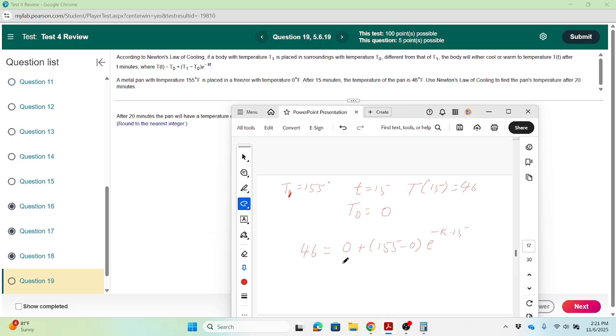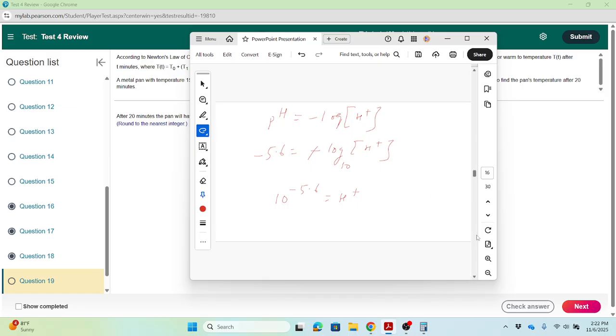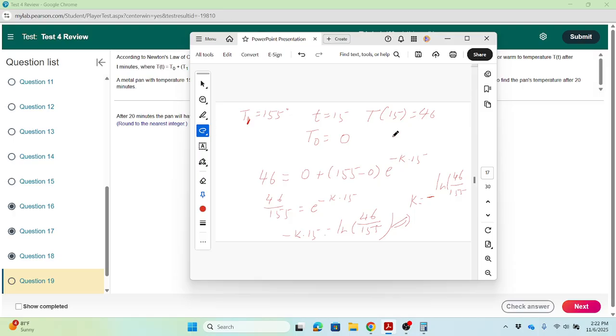If you solve this, that would be 46 divided by 155 equals e to the power negative k times 15. If you take ln of both sides, then negative k times 15 is ln of 46 divided by 155, and then just divide both sides by negative 15. That gives you the rate. The cooling rate is ln of 46 divided by 155, divided by negative 15.